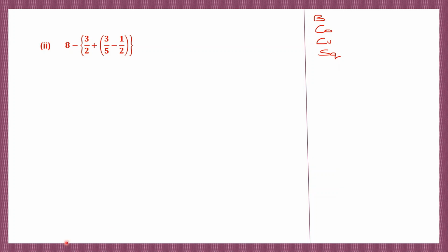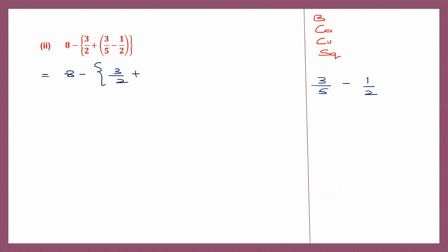So here let's see what we have. We again have curly brackets and common brackets. So first, common brackets or the parenthesis has to be opened. So let's write the rest of it as it is. So that will be 8 minus, then let's have the curly bracket, 3 by 2 plus. Now let's work out what is within the parenthesis. So that is 3 by 5 minus 1 by 2.